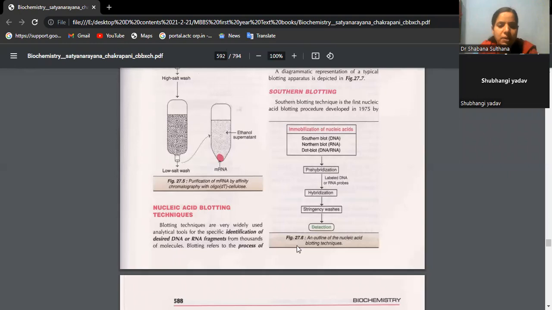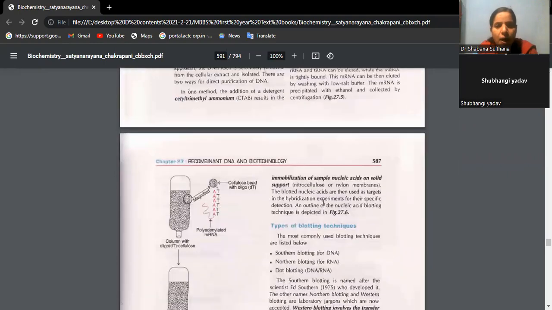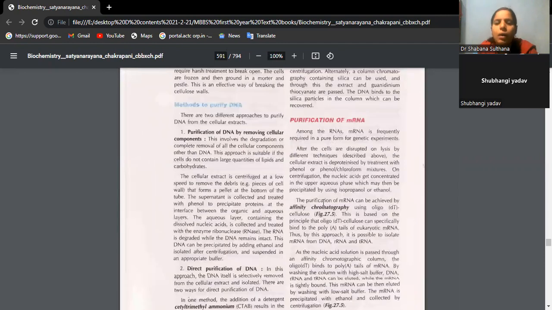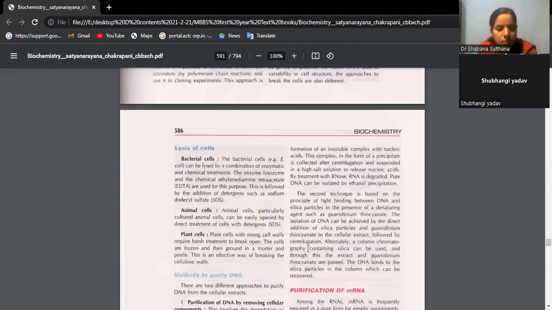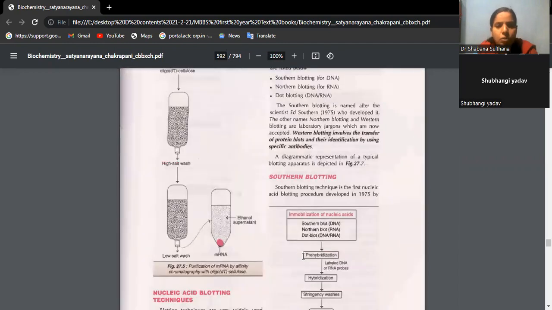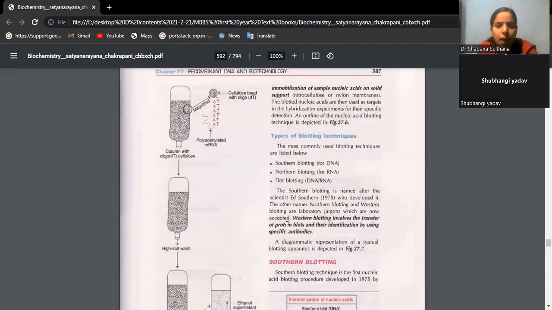Blotting means the process of immobilization of sample nucleic acid on a solid support. That means when you take a solid support and get the nucleic acid piece deposited on it, we will be able to study that particular part of DNA or RNA.